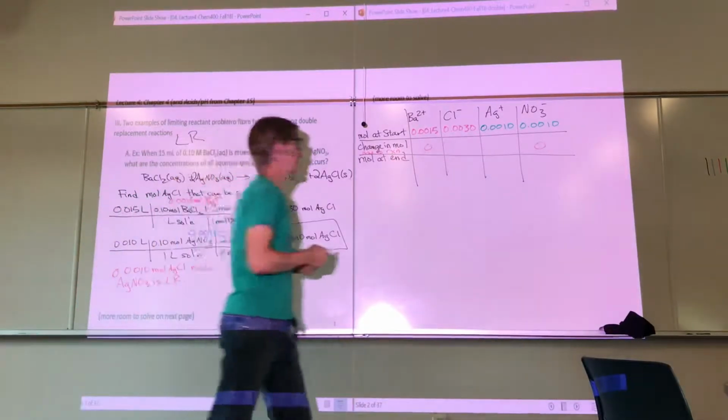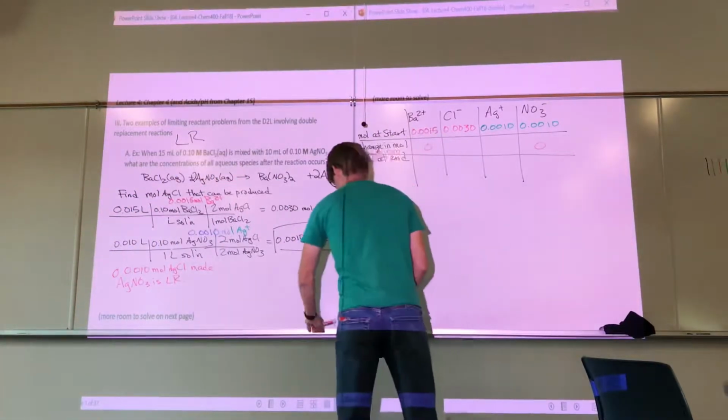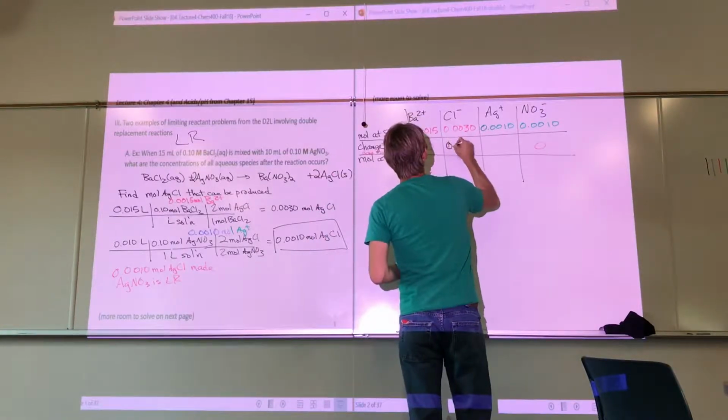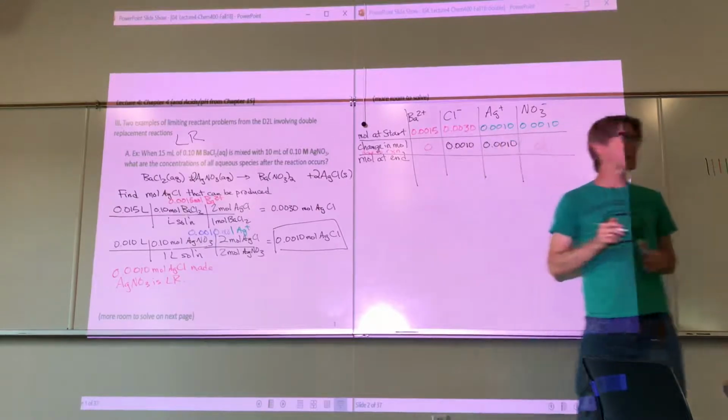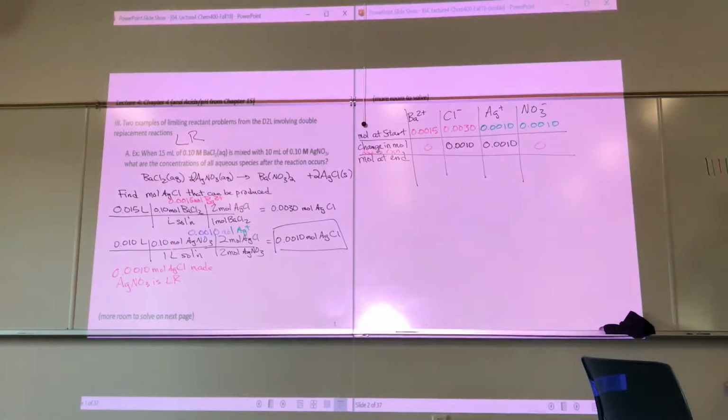Okay? So, my color scheme shot to crap, but the same number goes there because I'm making the same amount. And I don't have to use up all of my chloride. Yes, Jason? He's asking about the change in moles when Cl is 0.002 and silver is 0. There's no change in the silver moles, but there is in the... Good question.